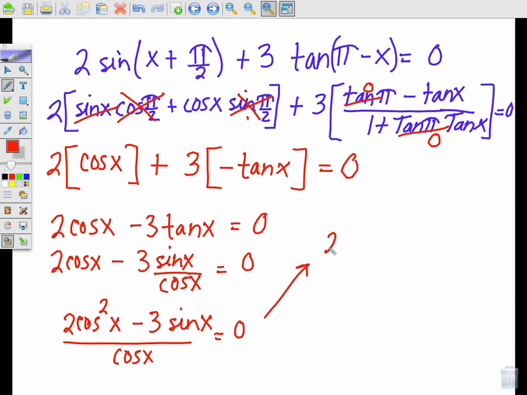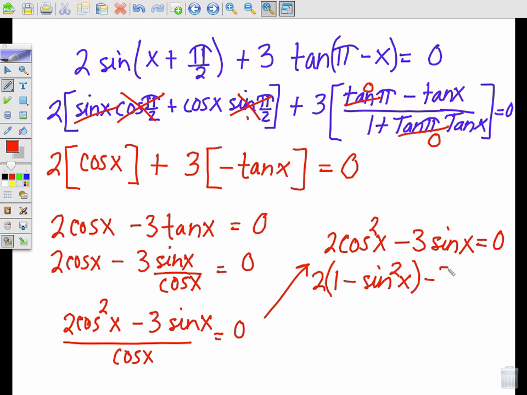If my equation is equal to 0, I'm just worried about the numerator. So now I can do 2 cosine squared x minus 3 sine x, and I can just set that equal to 0. I do not need to worry about my denominator. I need to write this cosine squared in terms of sine, so 2 times 1 minus sine squared x minus 3 sine x. Set that equal to 0.